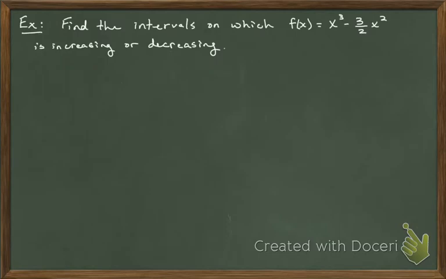So let's look at an example here. I want to find the increasing and decreasing intervals for this function, x cubed minus 3 halves x squared. If you want to go backwards, you can, but we use the derivative to find all of our information. So I'm going to take a derivative here. I get 3x squared minus 3x. Easy derivative of a polynomial there.